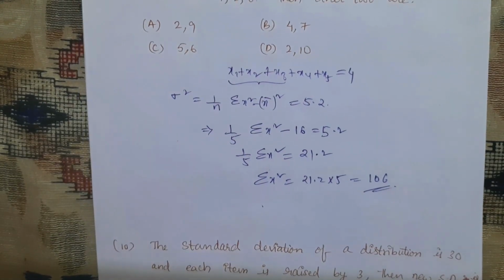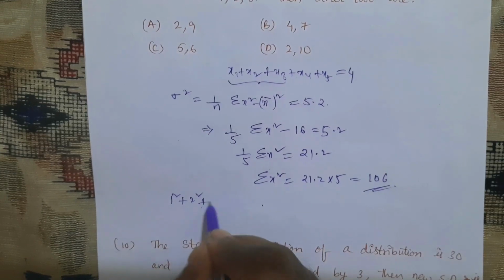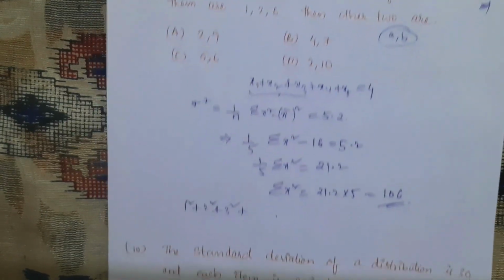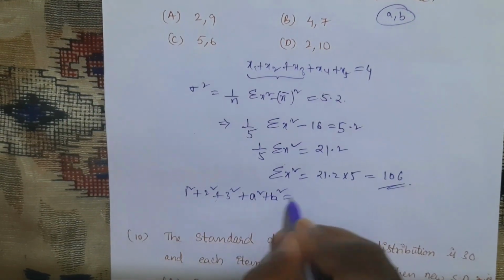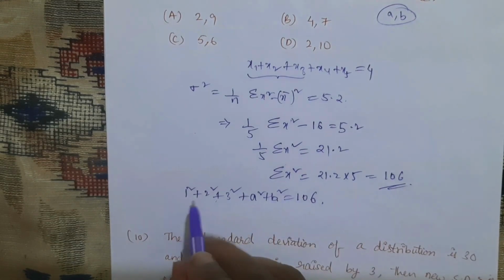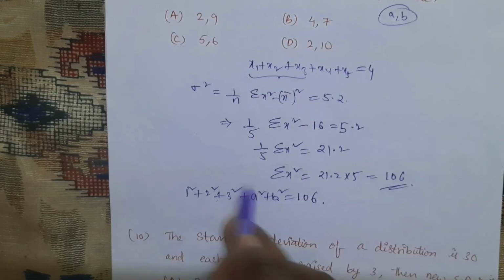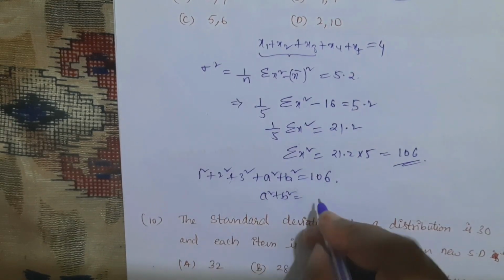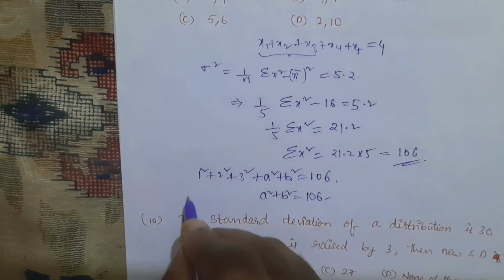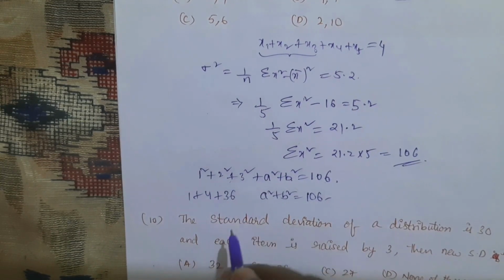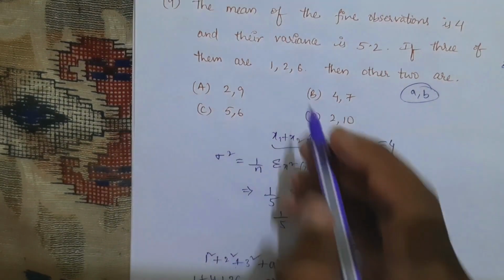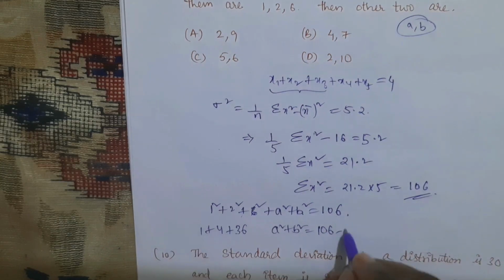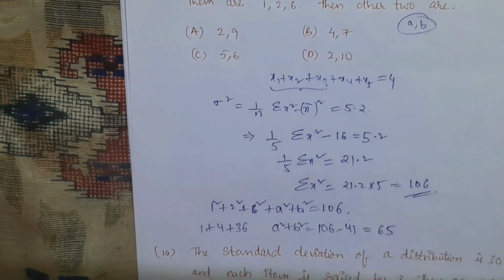See, sigma x square you can also write as 1 square plus 2 square plus 6 square. Now the other 2 numbers I am considering as a and b, so a square plus b square equals 106. Sigma x square is nothing but the sum of squares of all those numbers. Here a square plus b square equals 106 minus, this is 1, this is 4, and this is 6 square, which is 36. 36 plus 4 is 40, plus 1 is 41. 106 minus 41 is 65.